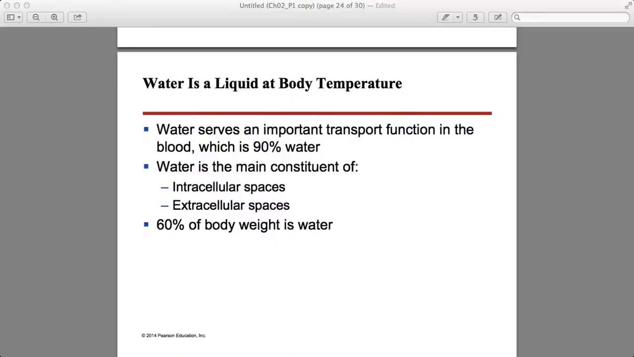Water also is important because it can remain liquid at body temperature. So it's the most important transport solute in the body. Your body is 90% water to be able to do that. It's a major component of intracellular spaces, so within the cells, inside the cytoplasm of cells, as well as the extracellular spaces. In fact, 60% of your body weight is water, so that's quite a lot.